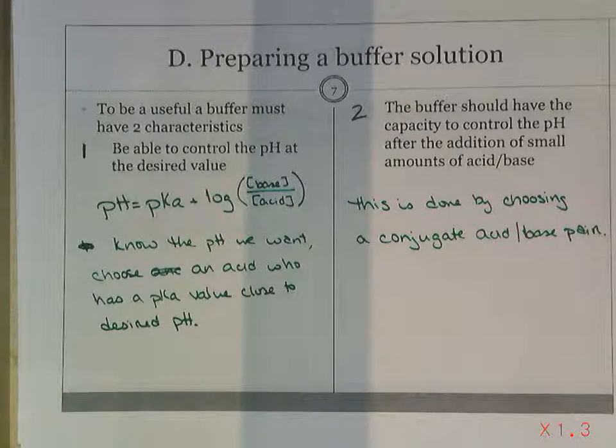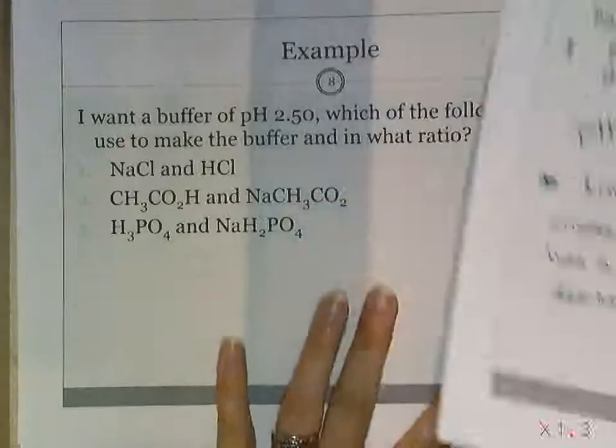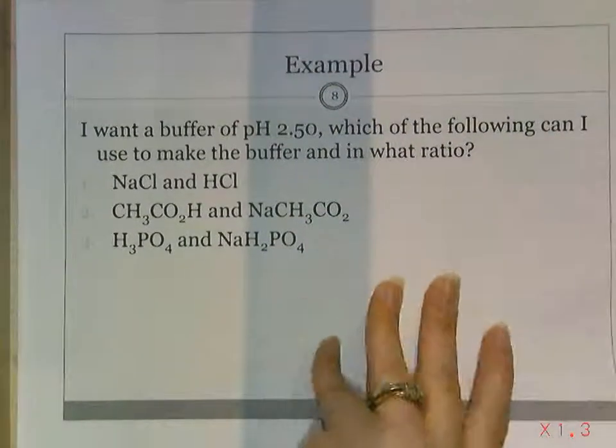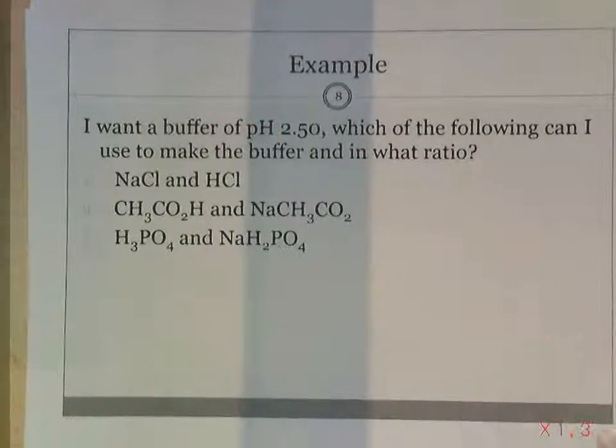So let's work through a mathematical example that looks at these 2 points and hopefully proves them to you mathematically. I know I need a buffer of pH 2.5. Which of the following can be used to make a buffer? So that's question 1.